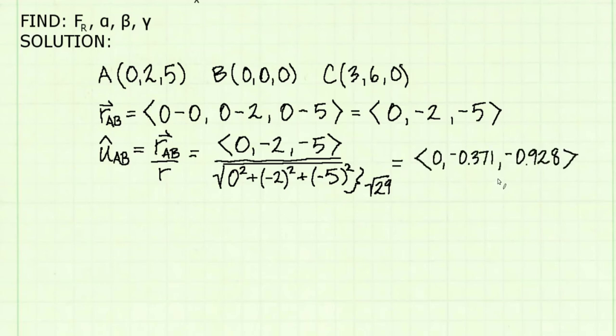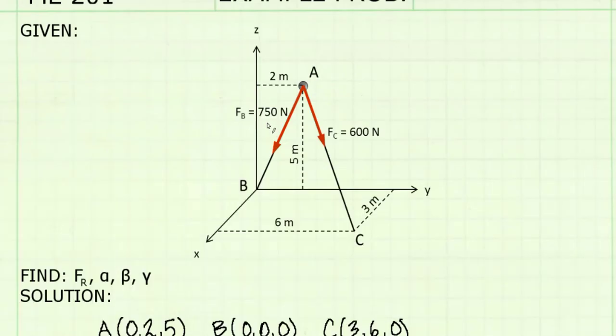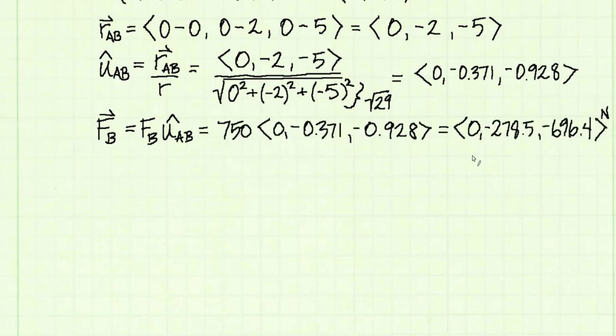And now I have a unit vector pointing from A towards B, and I can verify it's a unit vector by taking the square root of the sum of the squares of each of the 3 terms, and it will equal 1. I can now find my force vector FB by multiplying the magnitude of the force by my unit vector. FB has a magnitude of 750 newtons. And here's my force vector FB in Cartesian notation.